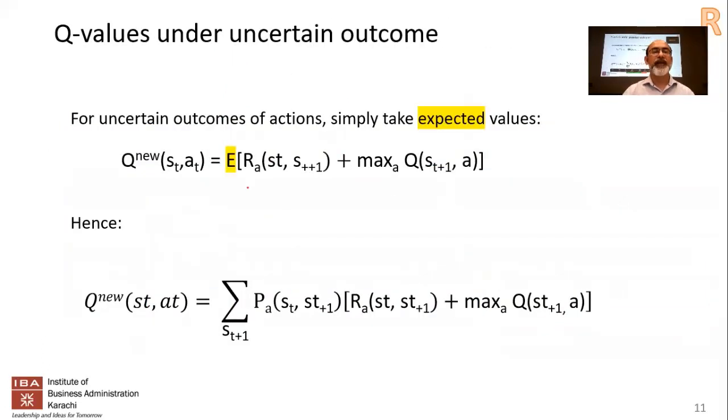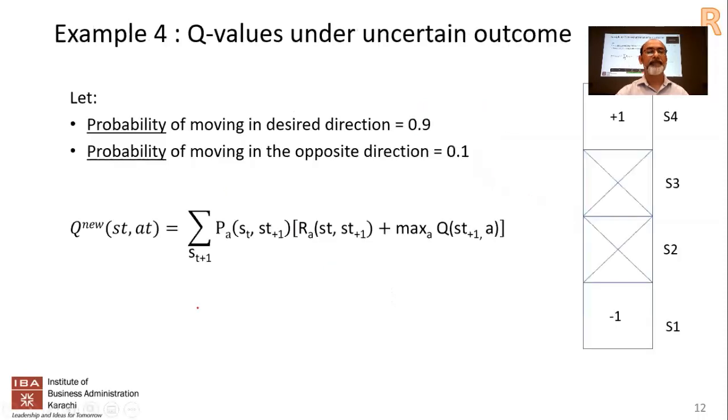And when you're doing expectations, if you remember your intro to statistics, you simply multiply by the probability of that event happening, and then you sum over all the possible values. So here you're summing over all the possible subsequent states that could happen in t plus 1, given that you are in S_t.